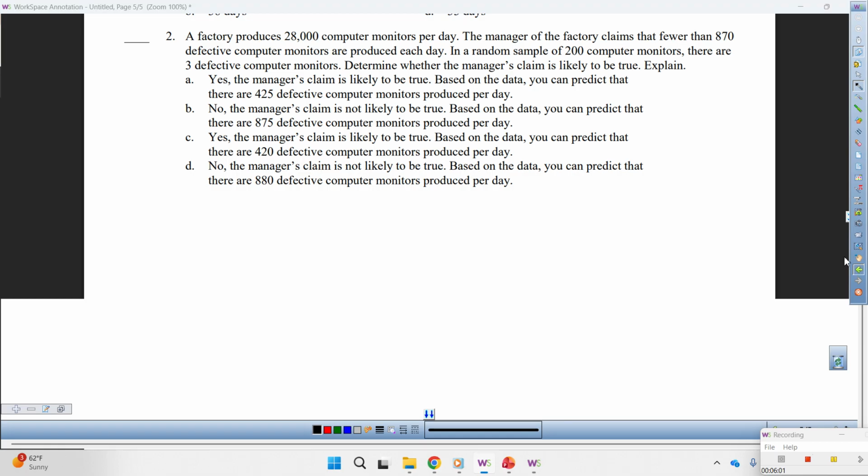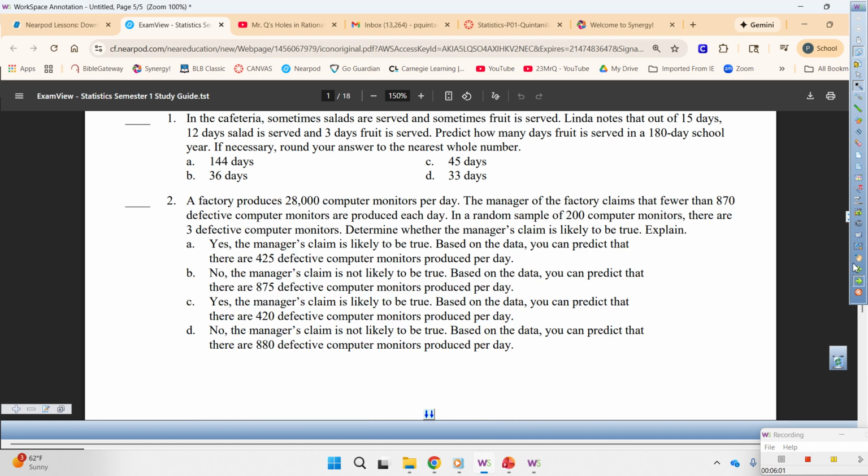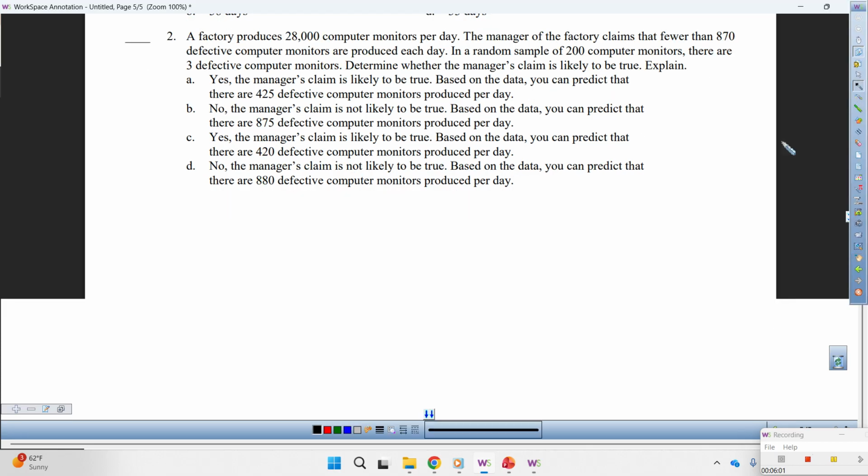Let me go to the previous one. The previous one, we said that the total number of days were at the bottom. Is that correct? So, question. How many total monitors per day? 28K, so 28,000. How many defective? Fewer than what? 870. So there's our proportion, our ratio. So far, so good? All right. So that is our proportion, our ratio.